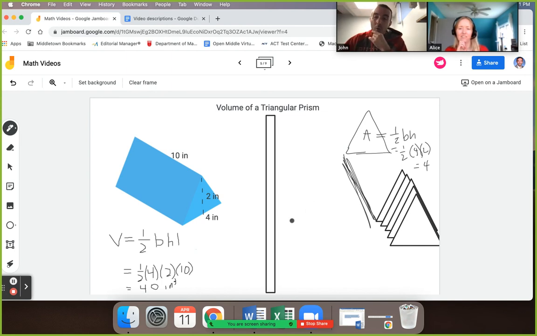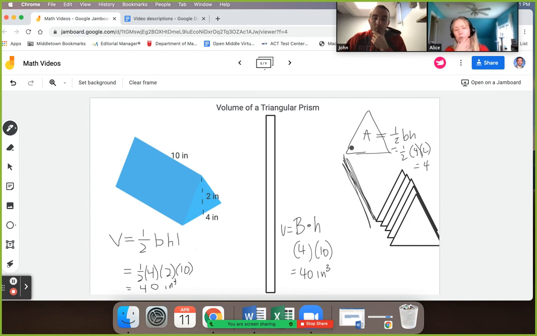So then we just multiply that base area, which we call B, by now they call it H for height, like the height of all those triangles together. So it's a base area of 4 and a big long height connecting the two bases of 10. That would give us our volume, and that's equal to 40 inches cubed.